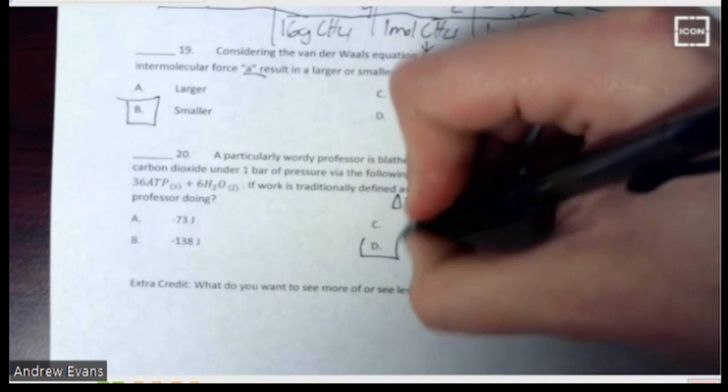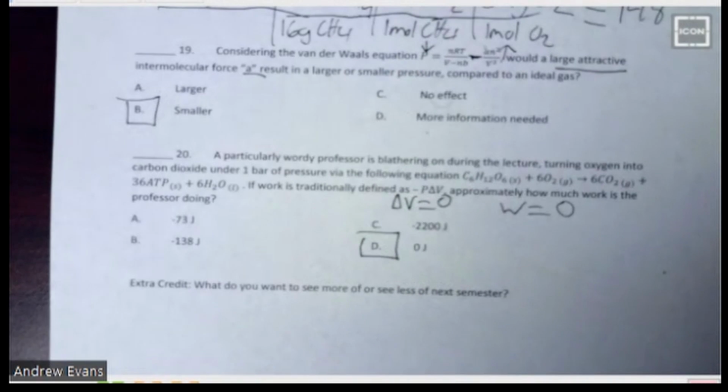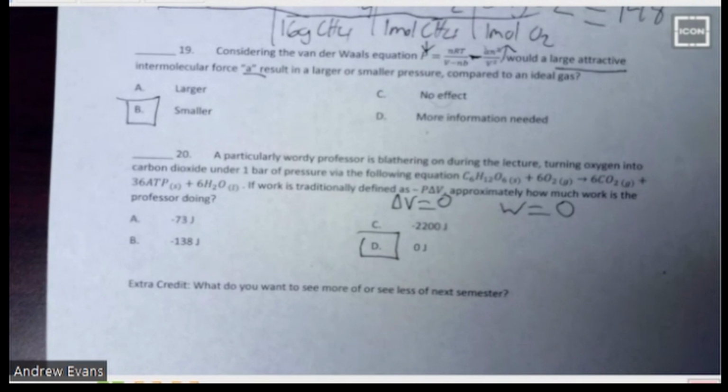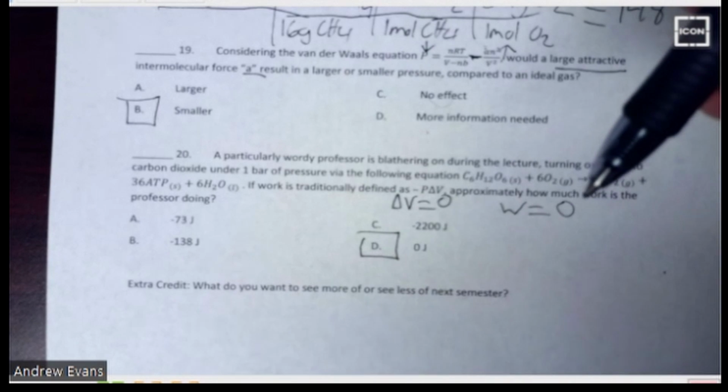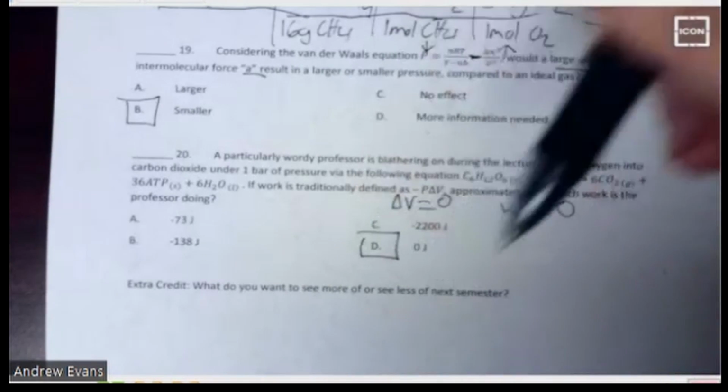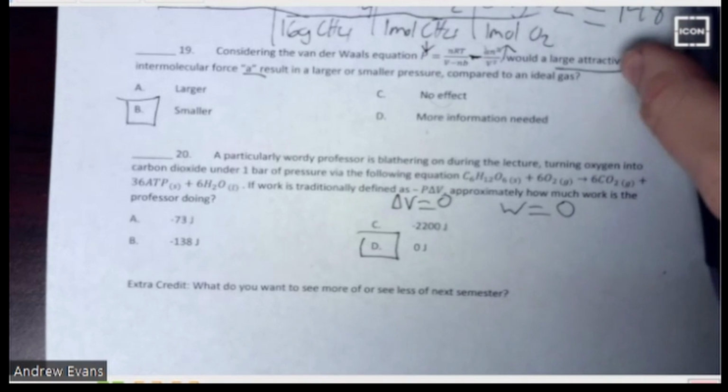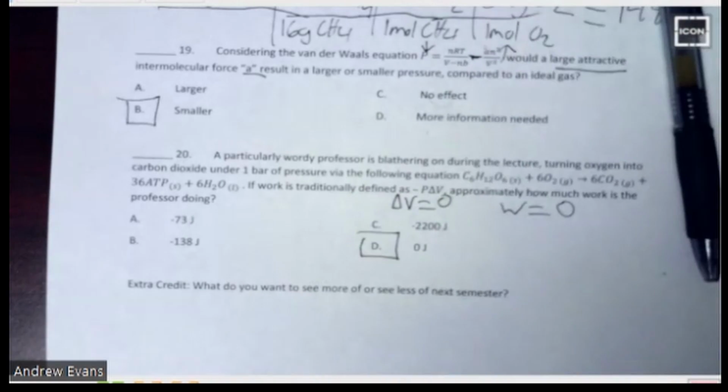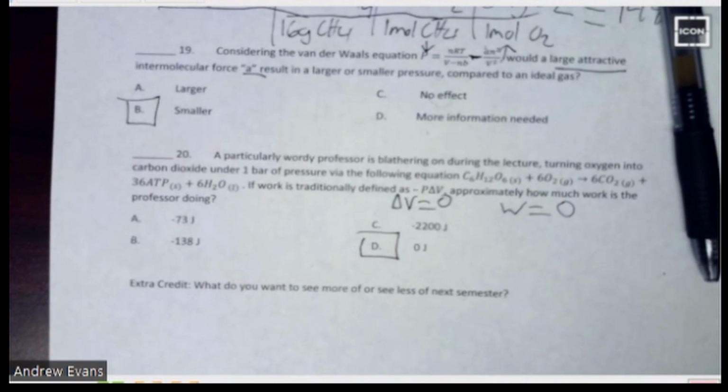The joke was supposed to be the professor does no work. Sure, he's lecturing, but he's doing no work. It's a force applied over distance. If there's no distance moved, there's no work done. All these numbers were made up out of thin air, but unfortunately this one went right over some people's heads. Sorry for that, but that's what it was. That is the test. Hopefully that will be helpful for you.